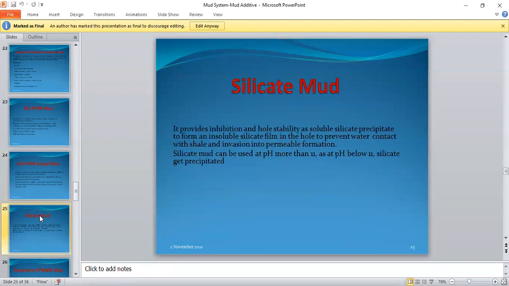Silicate mud, same. It provides inhibition and holds stability as soluble silicate precipitates to form an insoluble silicate film in the hole to prevent water contact with shale. All it does is inhibition, different types of inhibition. And in this case, the mud can be used at pH more than 11. You're not worried about pH. The silicate will still work well. Every other thing will still go on well, even if your pH is very high.